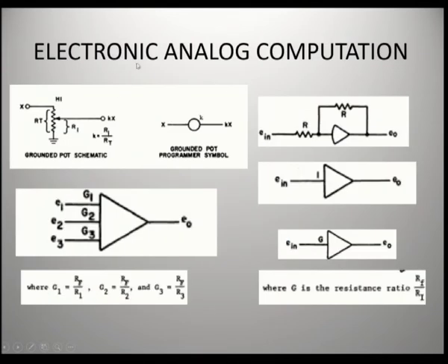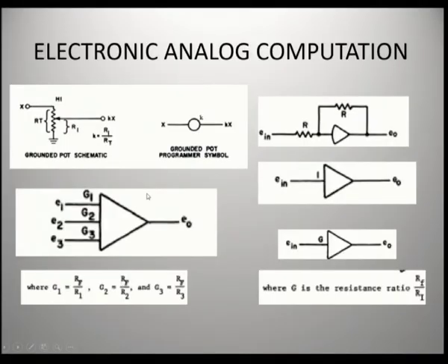Next is electronic analog computation. This electronic analog computation consists of addition, subtraction, integration, differentiation, inversion, scale changer. So, all these computations can be simply represented as, for this, a grounded-path schematic.